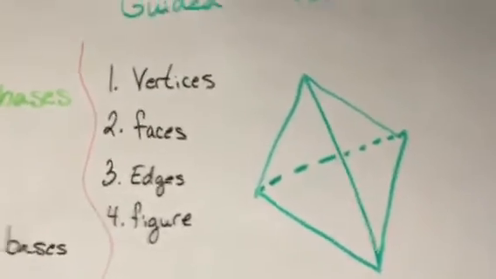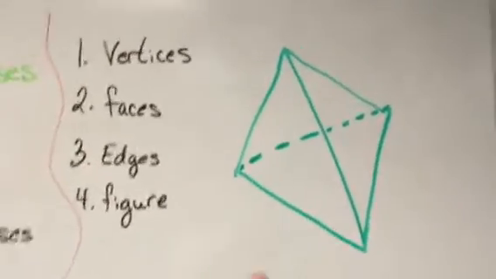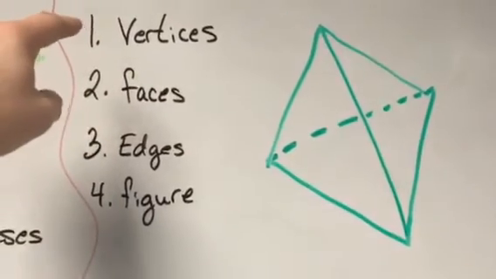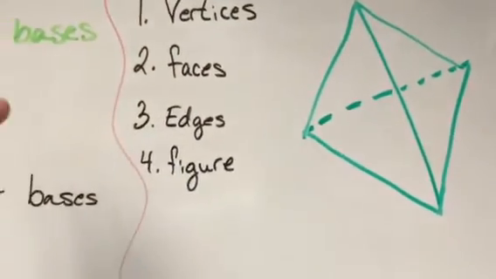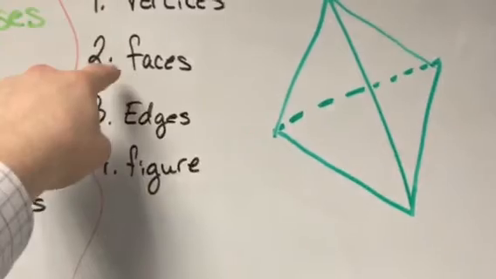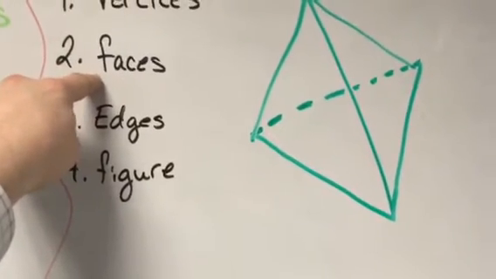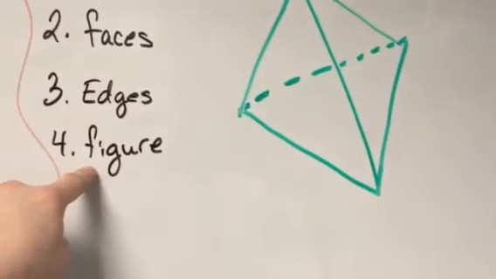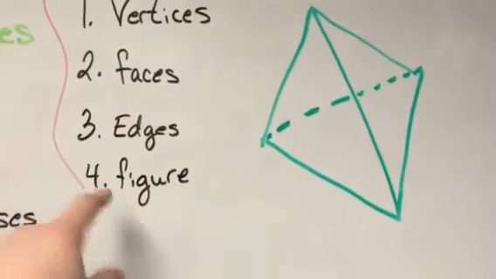Let's look at the guided practice. Now there are four main questions that I want you to look at. We have this figure over here. And first, how many vertices does it have? Or how many vertexes is how you would think it would say. Number two is how many faces does it have? Number three is how many edges. And four is what figure are we looking at?